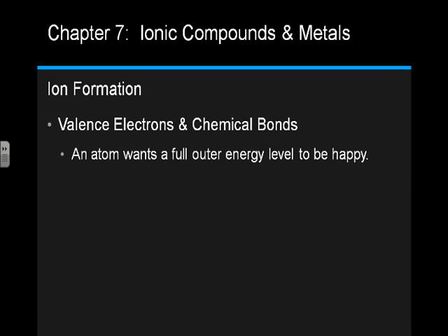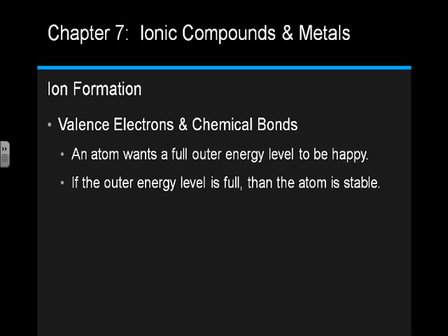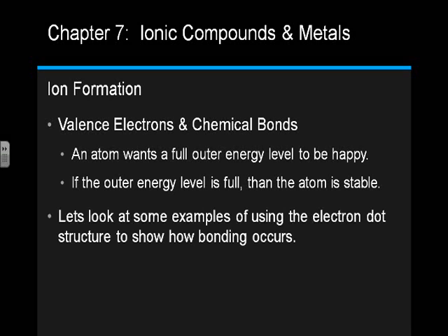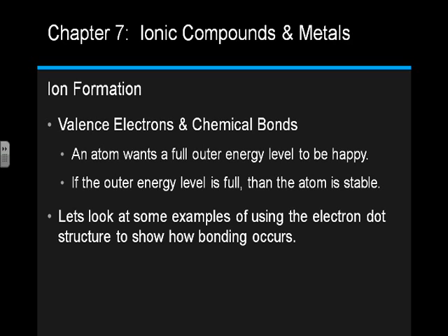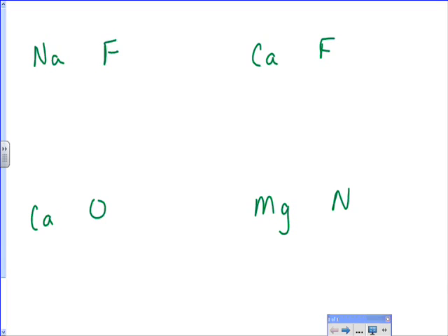Now, an atom wants a full outer energy level to be happy, and we've already discussed this before. And if the outer energy level is full, then the atom is stable, and stable makes it more happy. So let's look at some examples of using the electron dot structure to show how bonding occurs. Okay, like I said, we're going to use the Lewis dot structures to actually show how things bond. So let's look at this first example up here with sodium and fluorine.